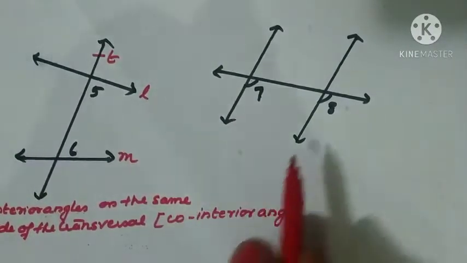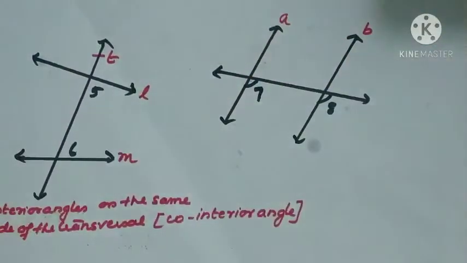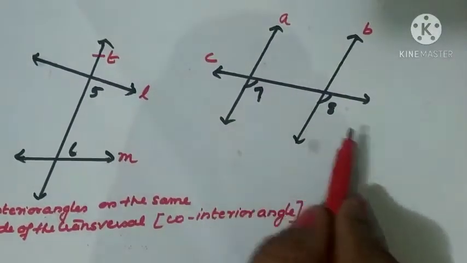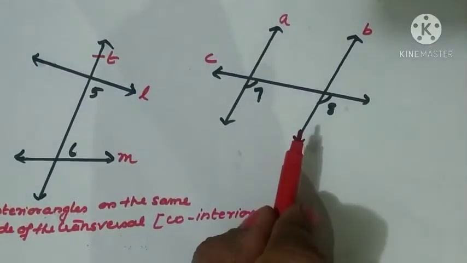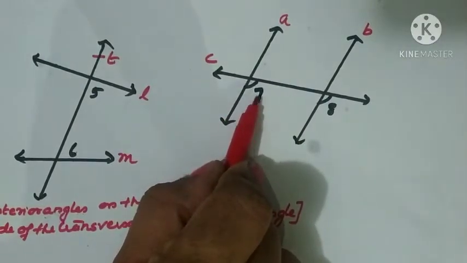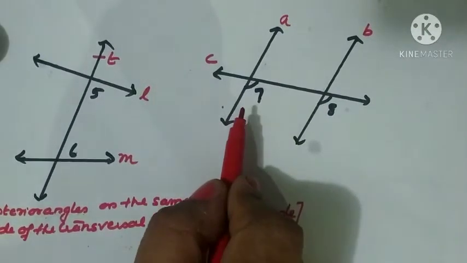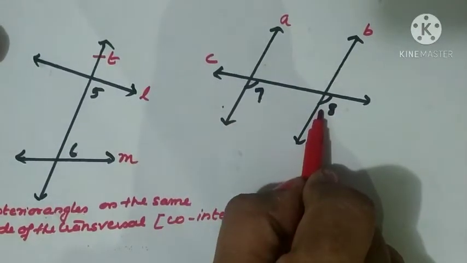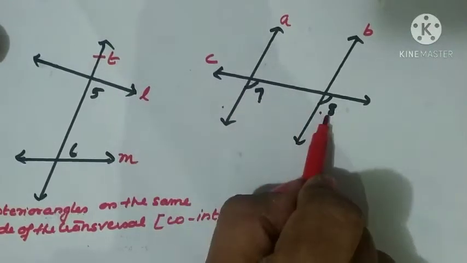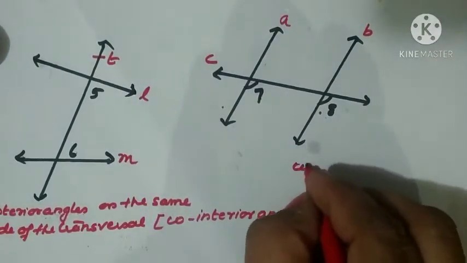And now we can go for this. Which are the lines? Let me take A and B as the lines cut by a transversal C. Now think about 7 and 8. Which pair is it, and which type of angle is it? Angle 7 is formed below the line and on the left side of the transversal. Similarly, in the same place, 8 lies. So 7 and 8 are an example of corresponding angles.